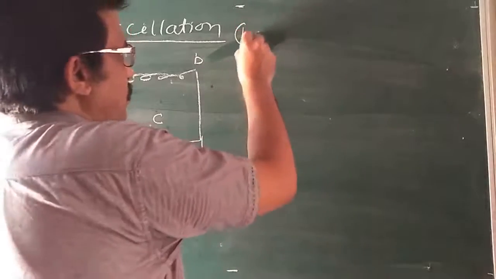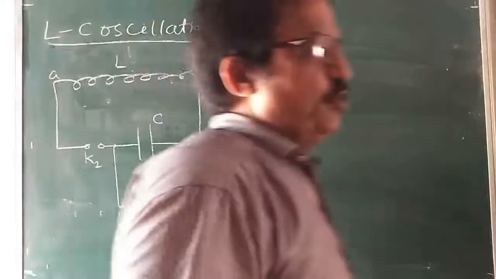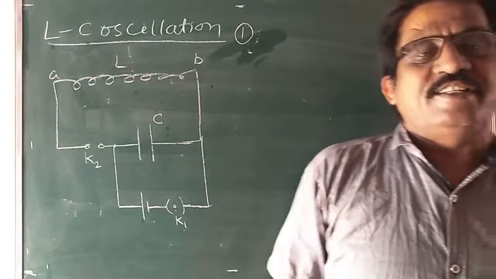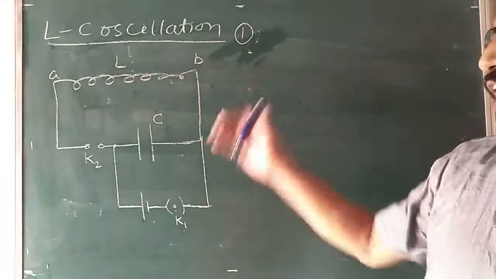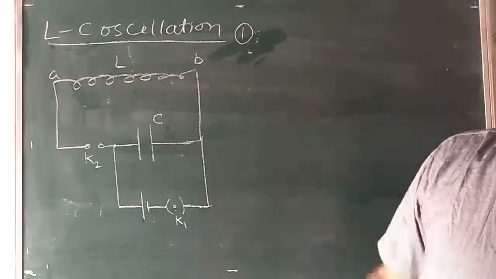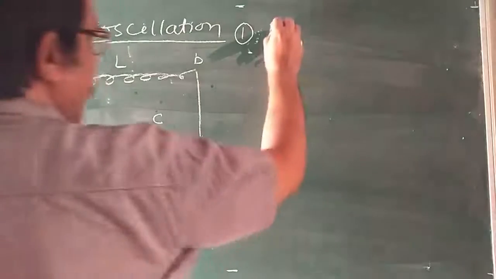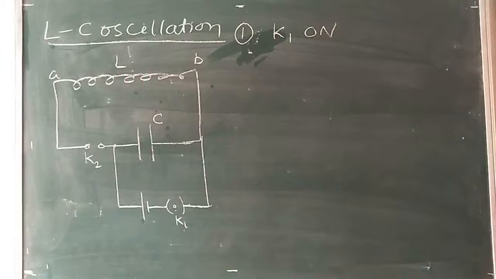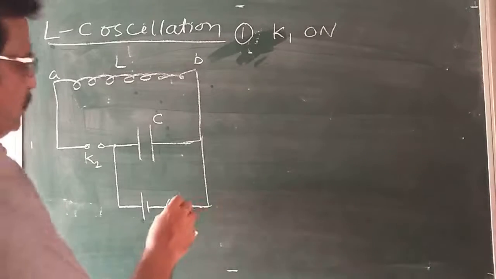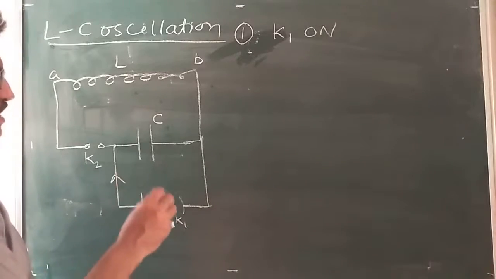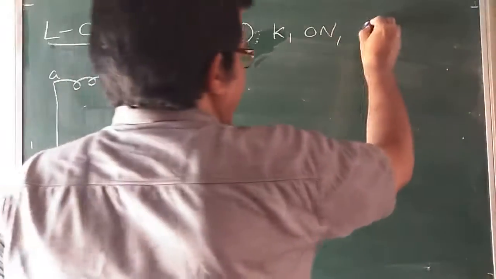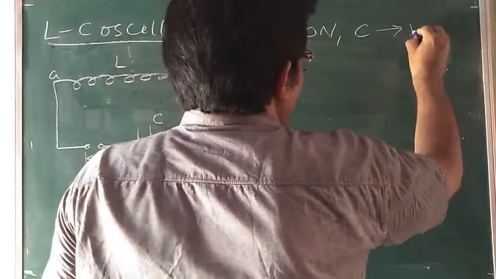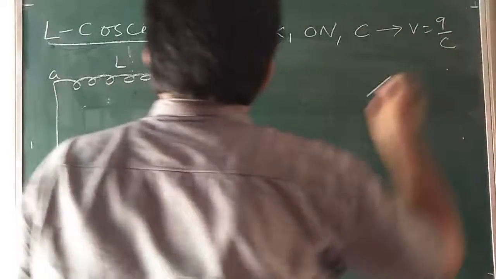Now we are going to see the working of LC oscillation. So we are doing the procedure of this LC oscillation stepwise. In the first step, when plug key K1 is put on, the cell charges the capacitor. Here the current will flow and the cell charges the capacitor to a potential V equal to Q by C.